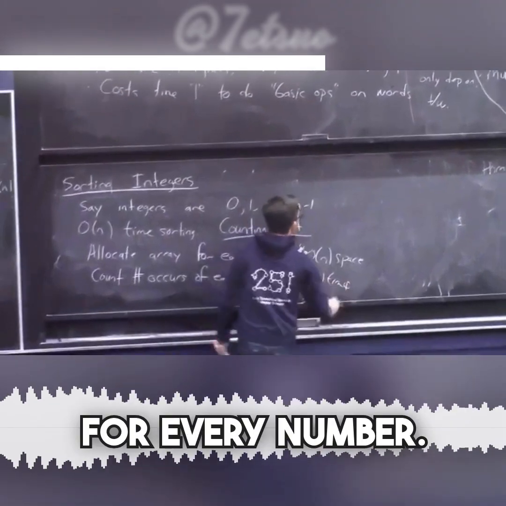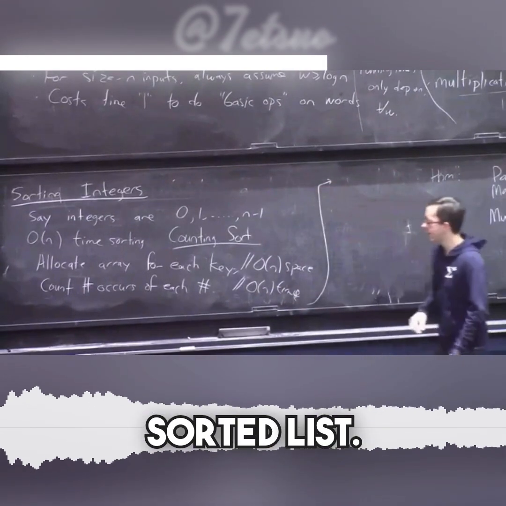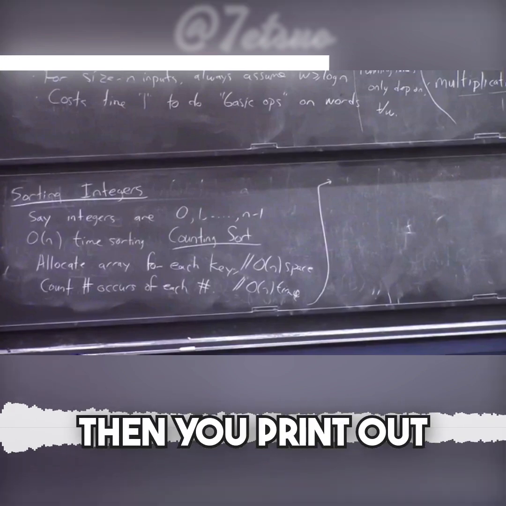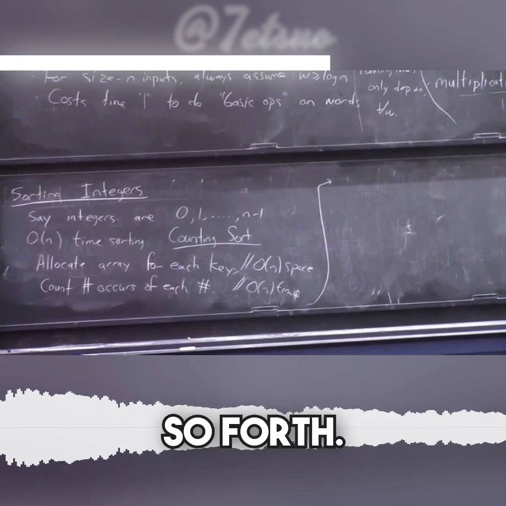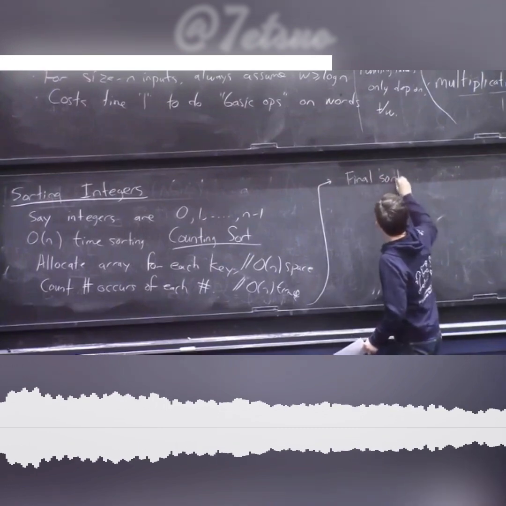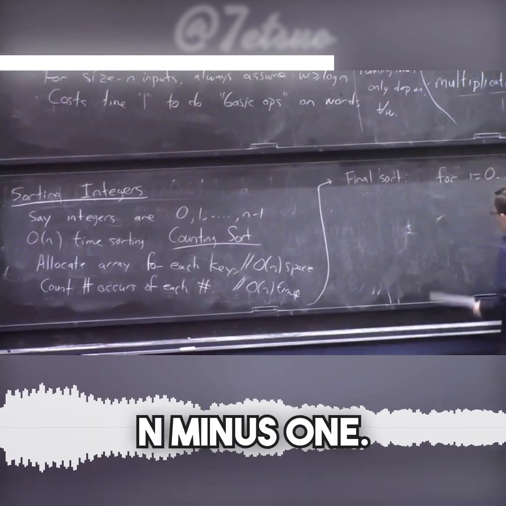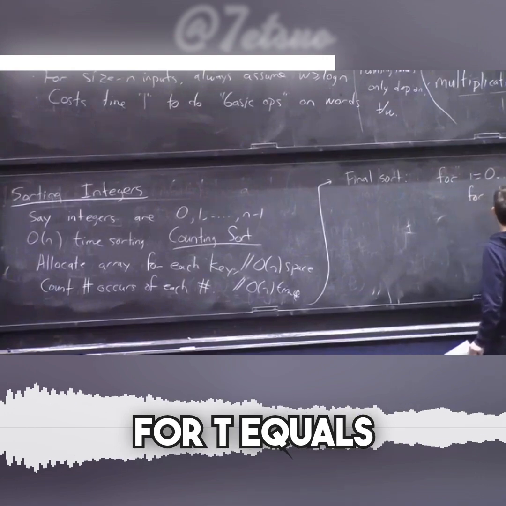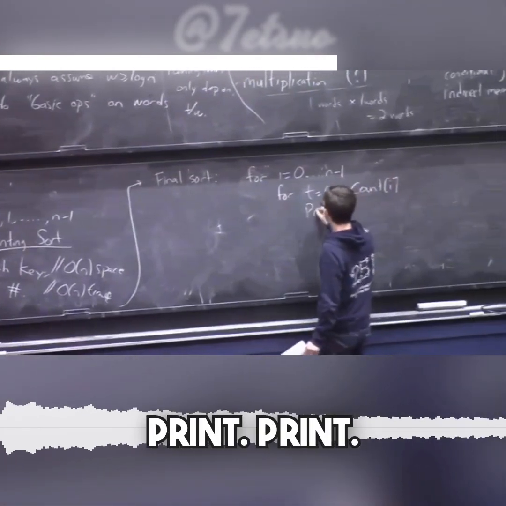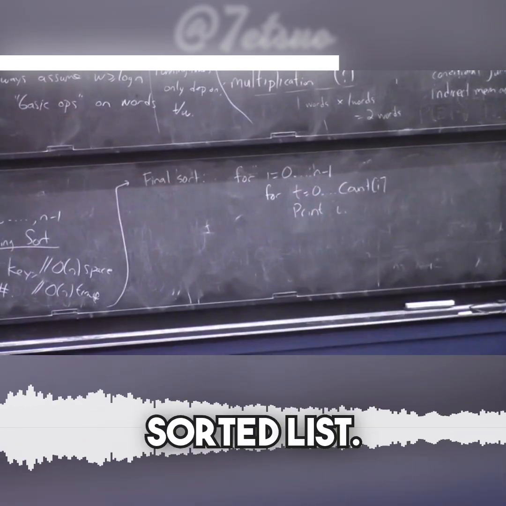And now you know the count for every number, so it's pretty easy to reconstruct the sorted list. You just print out 0 a number of times equal to the number of copies of 0. Then you print out 1 a number of times equal to the number of copies of 1, and so forth. So to get the final sorted list, you would do this. For i equals 0 up to n minus 1, for t equals 0 up to the count of i, print i. And that will print out the sorted list.